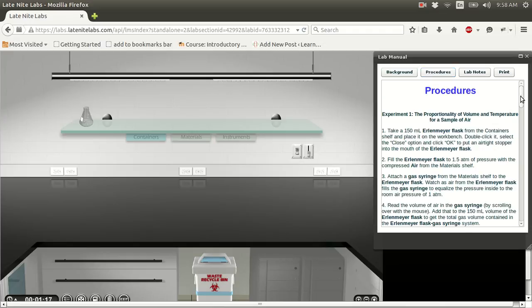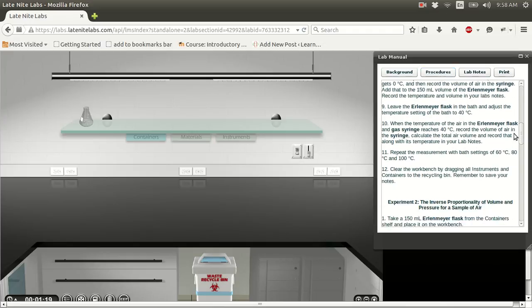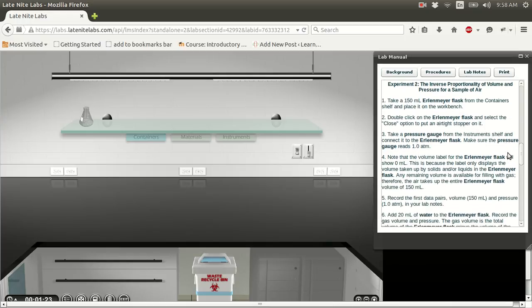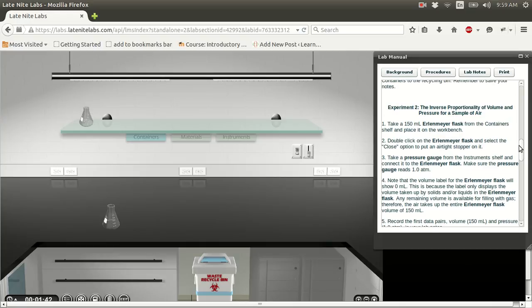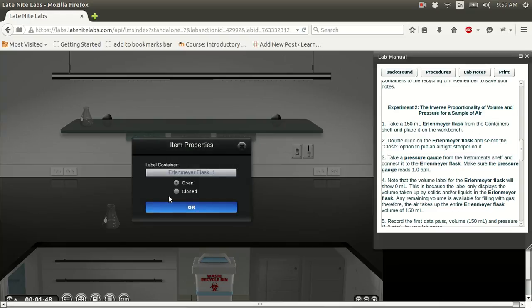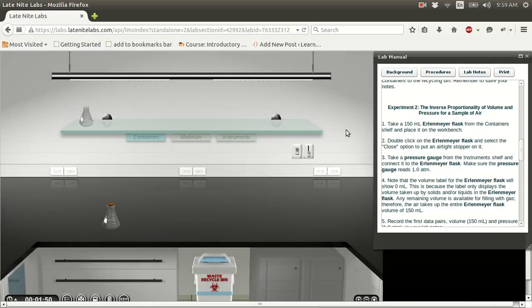Experiment number 2 of the Air and Gas Laws LateNiteLab. I will get an Erlenmeyer flask, and I will change the pressure. I will change the volume of air, and I will see how that affects the pressure. Okay? So, you double click on here, seal that flask with a nice little cork, and we assume that that's 150 milliliters of air in there.